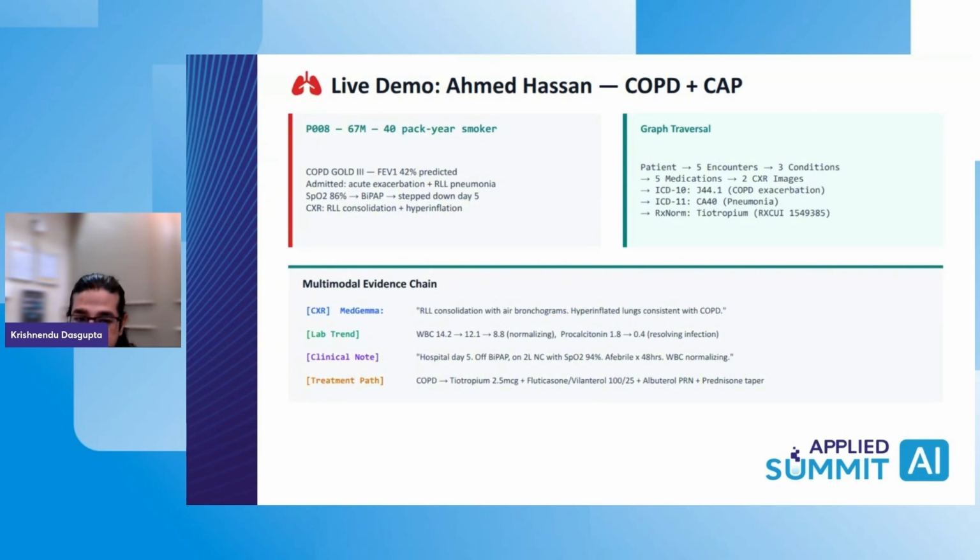We look into the evidence chain for that person over here, where we see that there's a chest X-ray. And when we look into the chest X-ray, this is where the model reads the actual X-ray and then does an RLO consolidation. For example, in the labs, it will look into the WBC normalization, and it will try to see whether there is a pro-calcitonin attenuation resolution or a link on that.